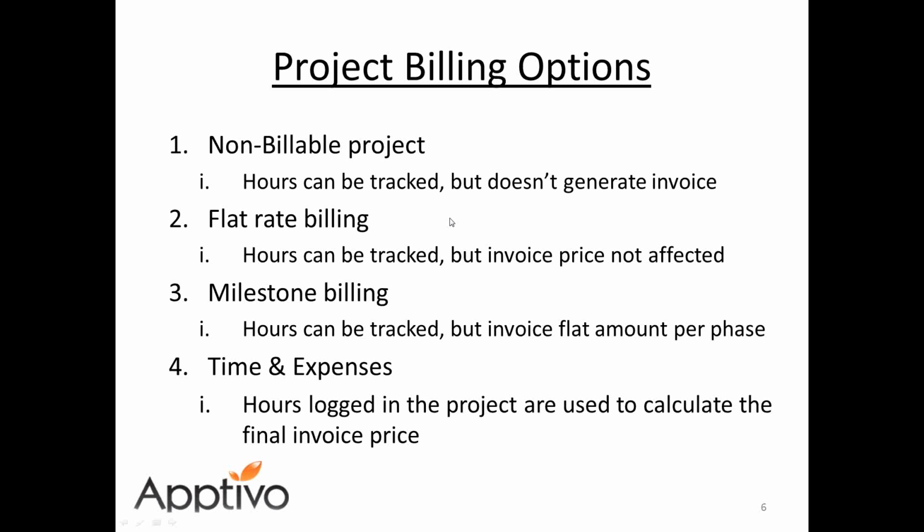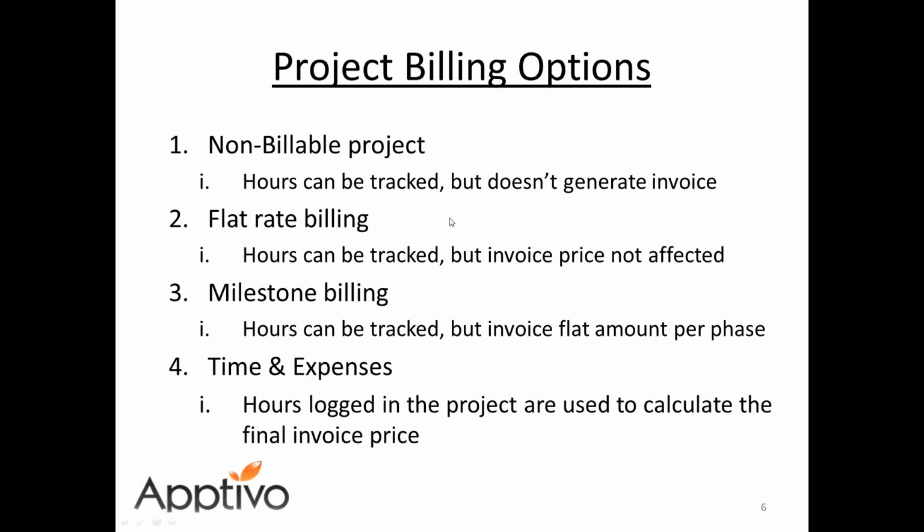So the first one's very simple. It's just I can assign a flat rate for the entire project. So I can say I'm going to build your website. I'm going to charge you $5,000 no matter how many hours it takes me. And when I go and I generate an invoice for it, it's going to say the project name and $5,000.